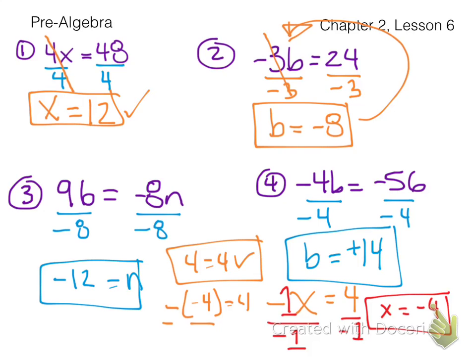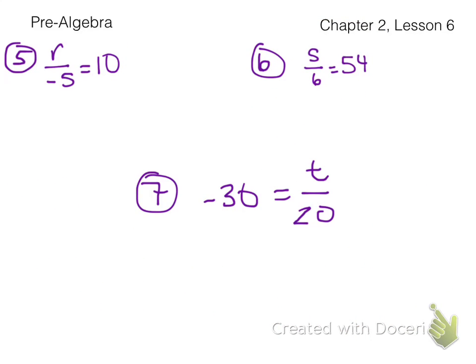All right, last slide. Told you this was a short one. It's division. So we have r divided by negative 5 is equal to 10. What's the opposite of dividing by negative 5? The opposite of dividing by negative 5 is multiplying by negative 5. So I'm going to multiply by negative 5 here, which gives me negative 5 times r, over negative 5, is equal to 10. Negative 5 over negative 5 is 1, and 1 times r is r.